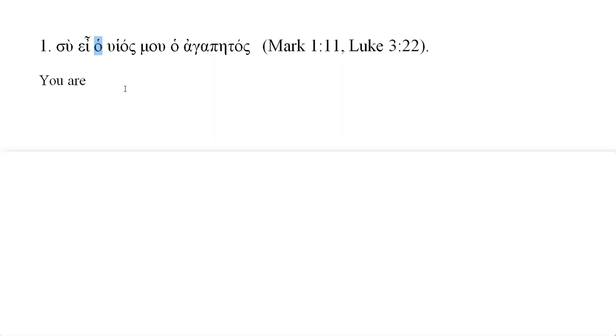Now we come up against the definite article. It's nominative, masculine, singular, and it's followed by what we expect, a nominative, masculine, singular noun, huios, which is son.